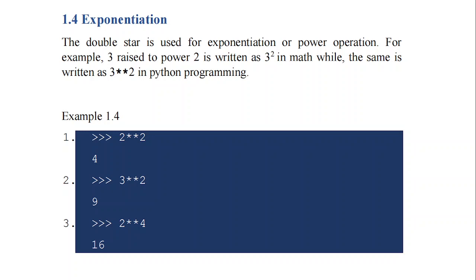For example, instead of writing 2 times 2 times 2 times 2, we can simply write it as 2 to the power of 4, or 2 superscript 4. But this is not how it is written in Python programming. In Python programming, we write it as 2 star star 4. So in Python, the exponentiation operator is denoted by 2 stars or 2 asterisks.